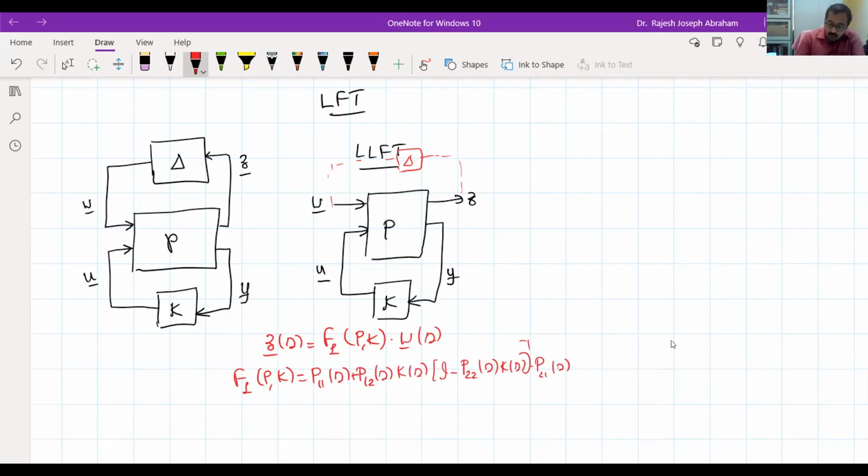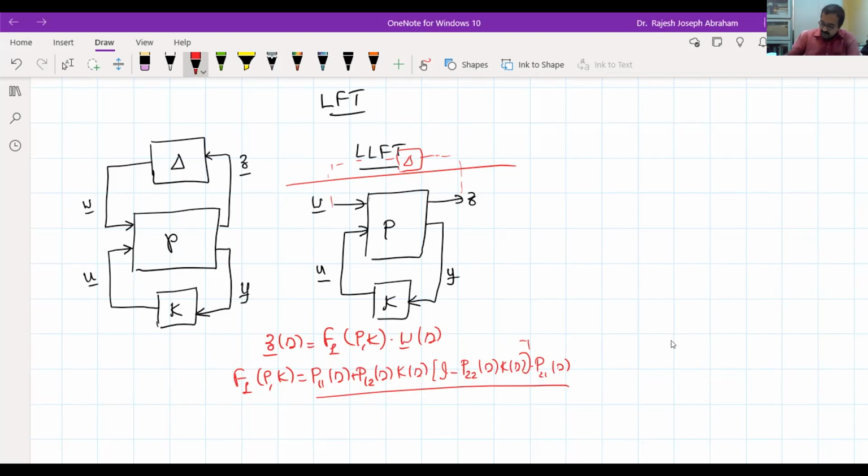That essentially means the transfer function seen by the perturbation block, the delta block. That is why we are looking at the transfer function between Z and W. Z is the output of the plant which is supposed to go to the input of the perturbation block. So what would be the transfer function as seen by the perturbation block delta if it was there? That is the lower linear fractional transformation, LLFT. So this is the expression: P11 plus P12 of s into K of s into (I minus P22 of s K of s) whole inverse into P21 of s.